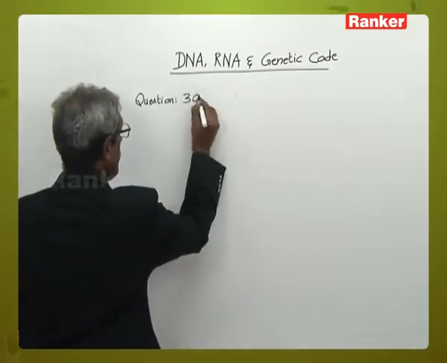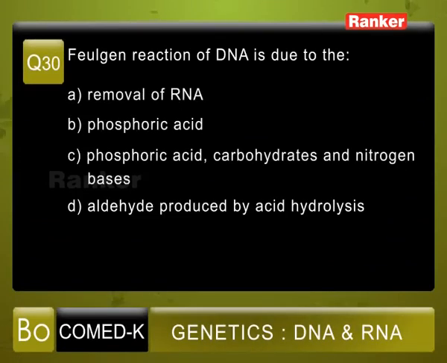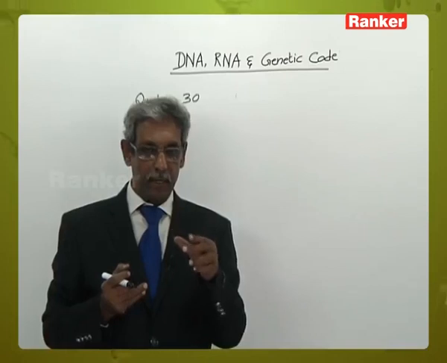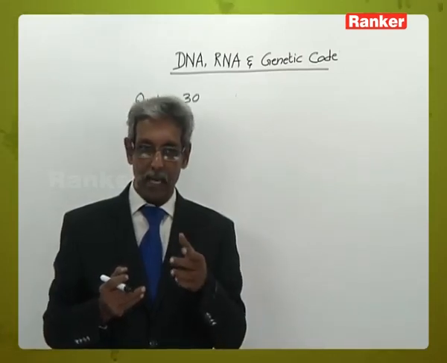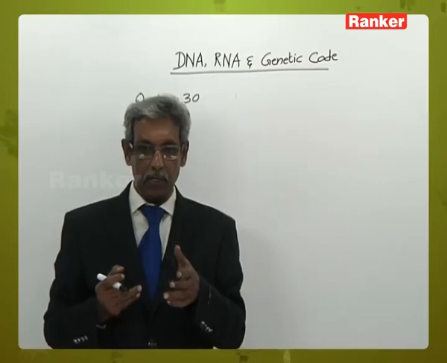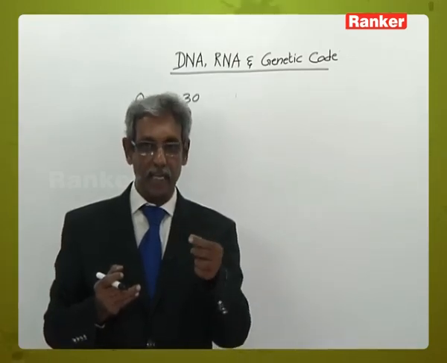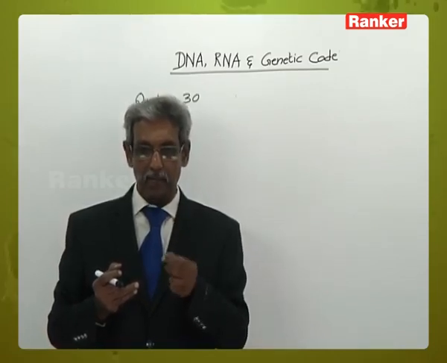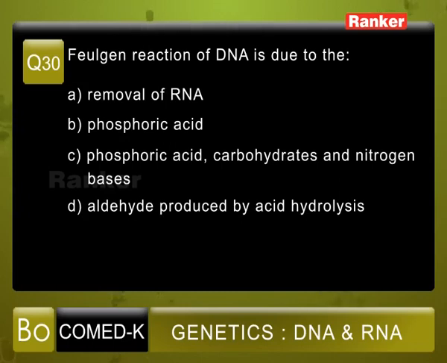Question number 30. The Feulgen reaction of DNA is due to removal of RNA, due to phosphoric acid, carbohydrates and nitrogen bases, or is it because of aldehyde produced by acid hydrolysis? Whenever we take DNA and do acid hydrolysis, the components come out and it takes a stain, hence DNA is Feulgen positive. So Feulgen positive is due to the presence of an aldehyde produced by acid hydrolysis, hence the answer is D.